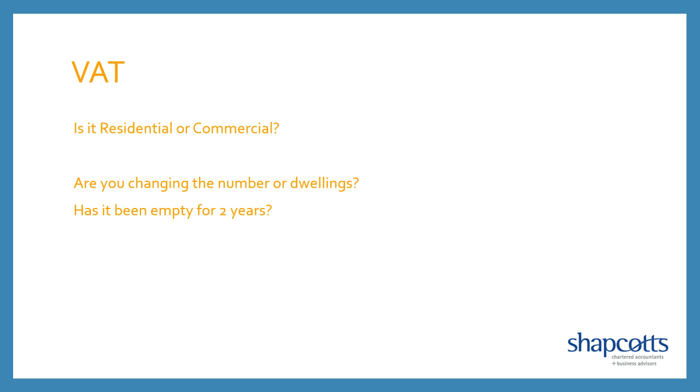For commercial property, it's a different story. You have a few options, such as opting to tax a property, and this is done per property. When you opt to tax, it means that you can reclaim tax on your purchase costs, but then you will need to charge your tenants VAT. So their rent will be X amount plus VAT each month or quarter.